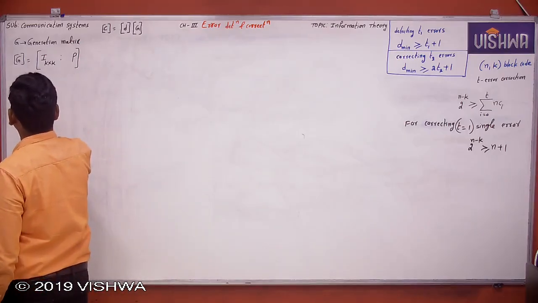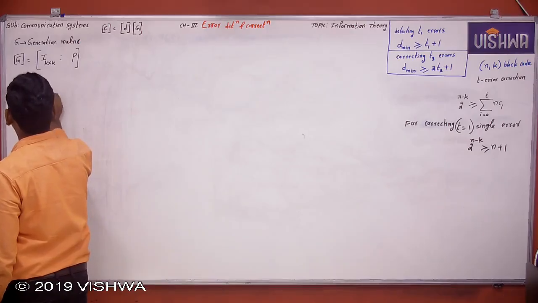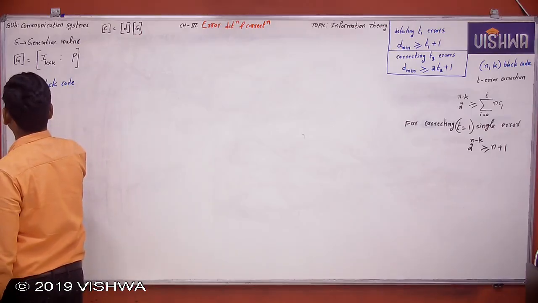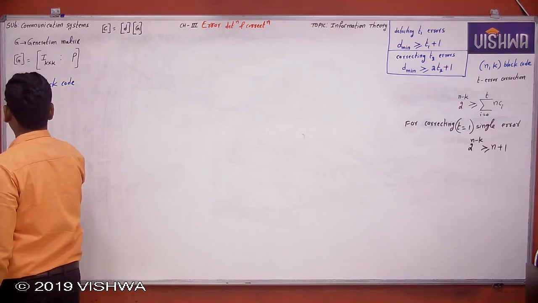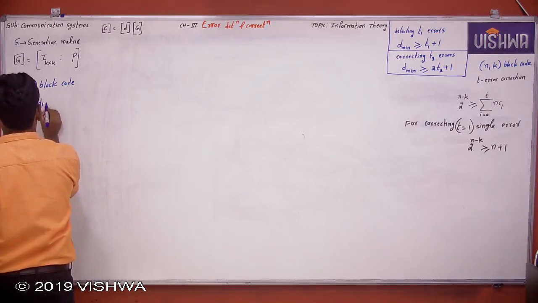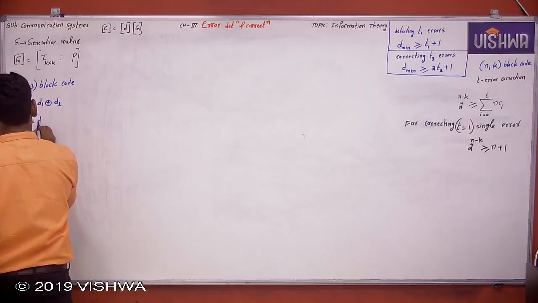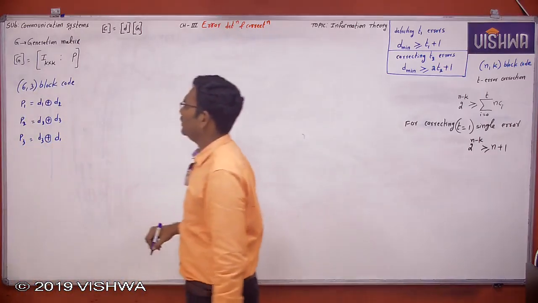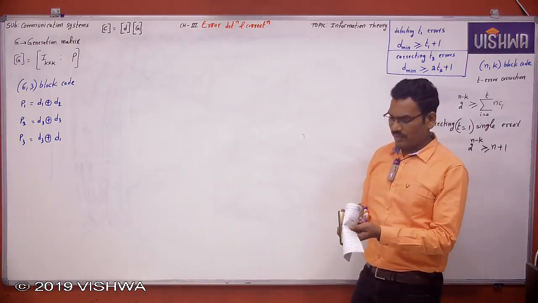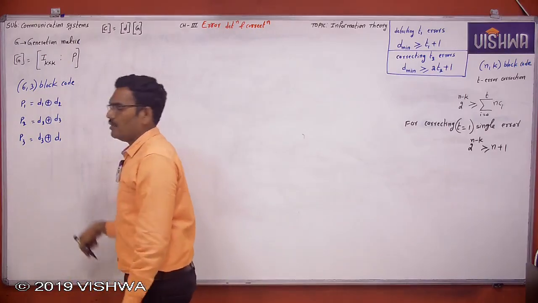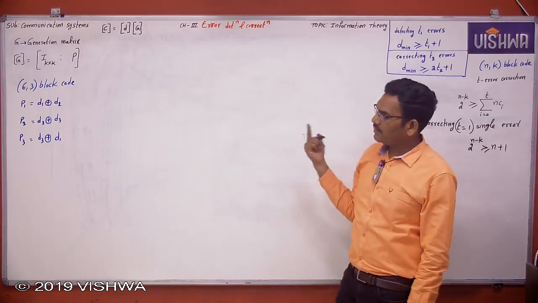Okay. Now we'll take one small example so that you can understand. In a 6,3 block code, let us take, for example, the parity equations P1, P2, P3. In a 6,3 block code, the parity equations are D1 exclusive or D2, D2 exclusive or D3, D3 exclusive or D1. These are the parity equations which are given, and he is asking to determine the generator matrix.